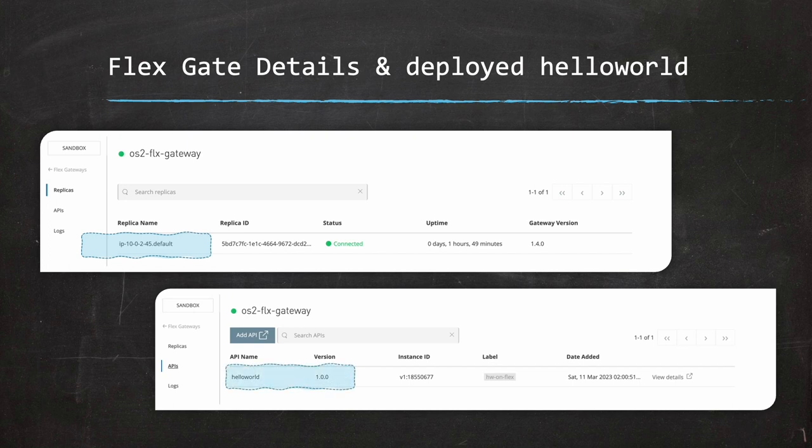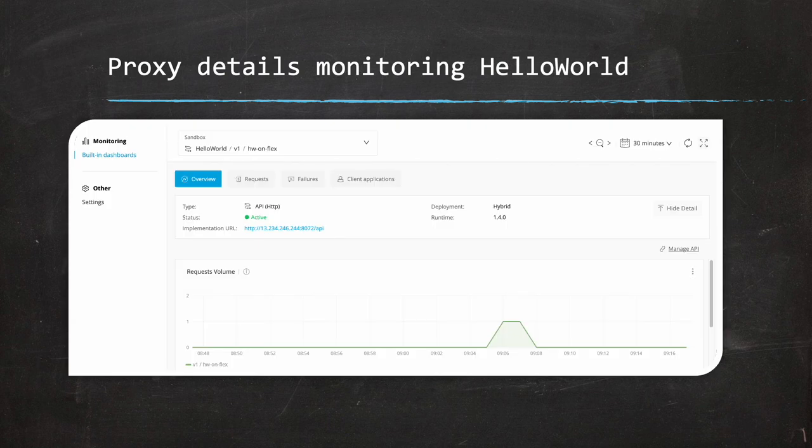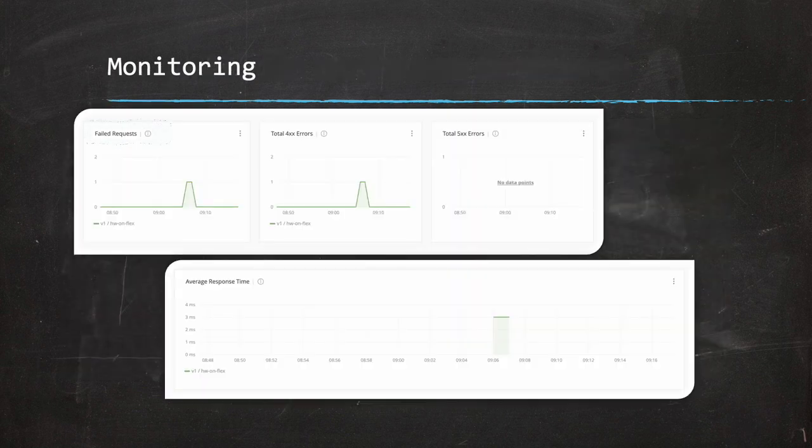Here, you can see that OS2 Flex gateway is put on 10.0.2.45 and is pointed to Hello World under runtime with a public IP of 13.234.246.244. Just like in any other API monitoring, we can configure and observe the Flex gateway monitoring too.